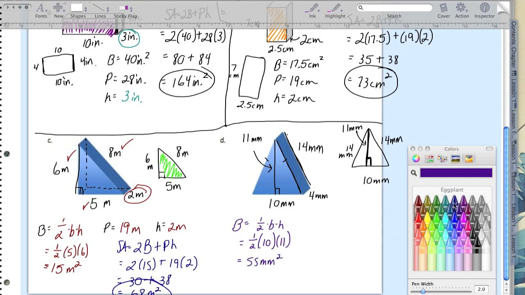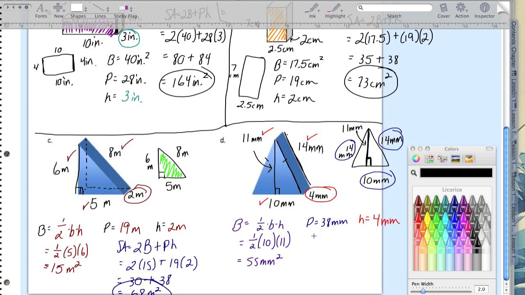Then I move on to find my perimeter of this base. So that's going to be 14 plus 14 plus 10. This 11 was only the height. That has no bearing on anything outside of the triangle. So 14 plus 14 plus 10 is going to give me 38 millimeters. And then lastly, I have my height, which is the only number I haven't used yet. I've used this 11. I've used the 14. I've used the 10 because it was my base. I haven't used this 4 yet. So 4 millimeters it is.